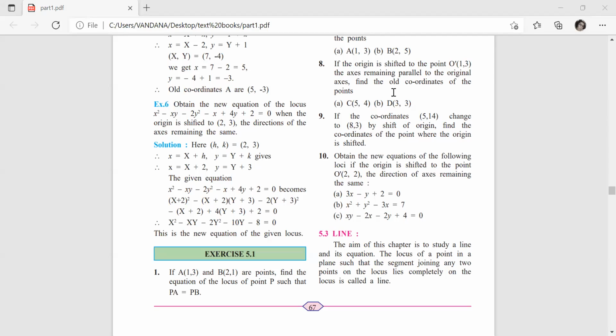5.1 का question 10. Obtain the new equation of the following locus, if origin is shifted to the point O dash, that is 2, 2, the direction of axis remaining the same. So question number 10, we will say that let P(x, y) be the point on locus.